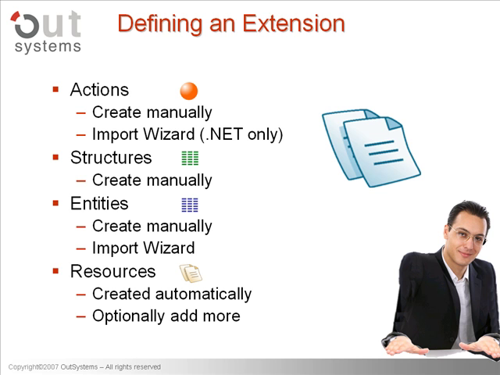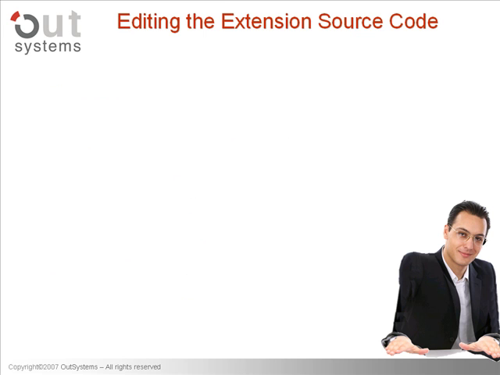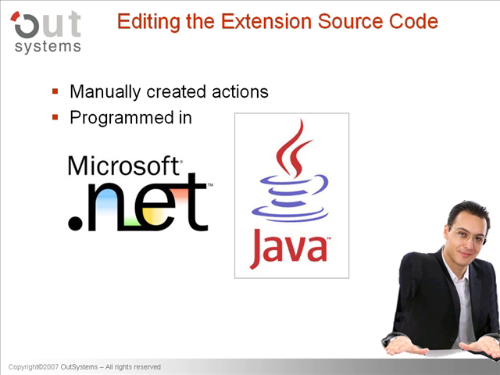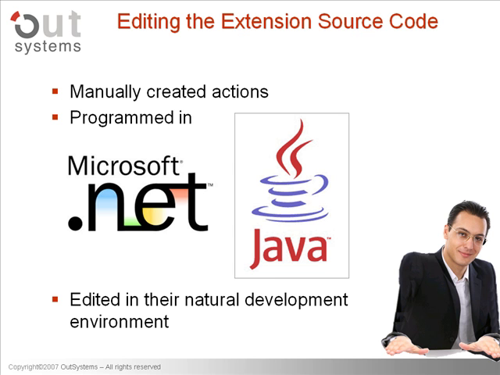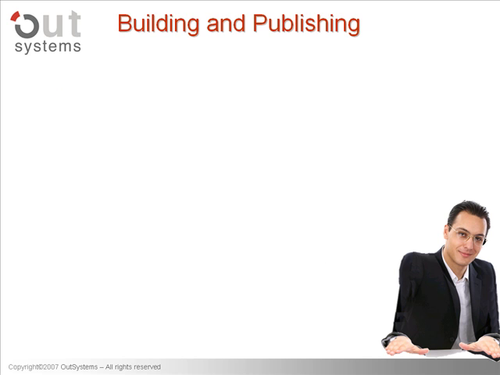In the case that the actions were not imported, you need to edit their source code and program their logic in a conventional programming language such as C#.NET or Java, according to your platform server's underlying technology. As such, editing the source code is performed in their natural development environments such as Microsoft Visual Studio, Eclipse, or any other that you specify. Also, if you are developing an extension to run in both .NET and Java, you must edit the source code in both technologies. After editing the source code in their native development environment, you need to build the extension.